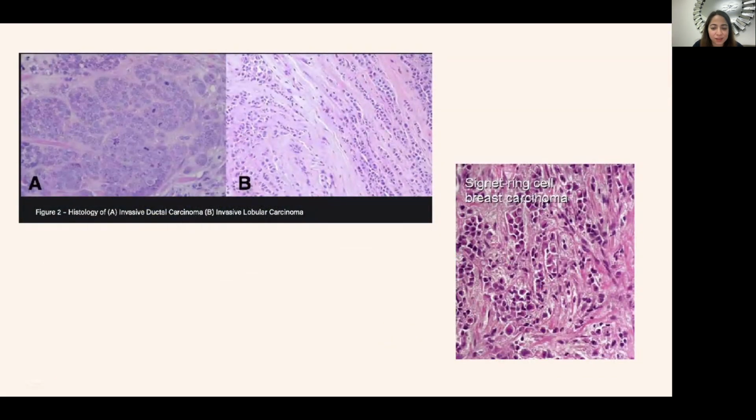Okay, and that's just what they look like on histology. The signet cell breast carcinoma, that's what they look like. And then you've got the invasive ones as well: invasive ductal versus lobular in A and B, showing their morphology features that we spoke about on the previous slide.